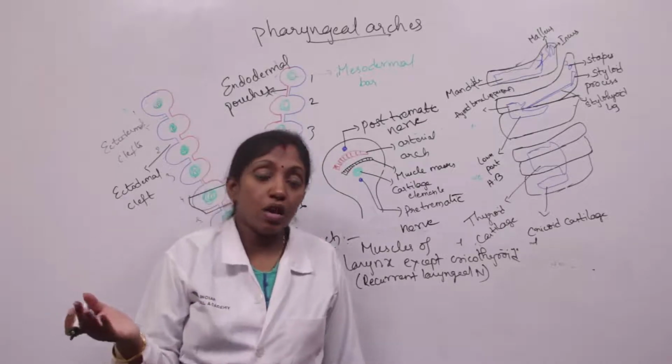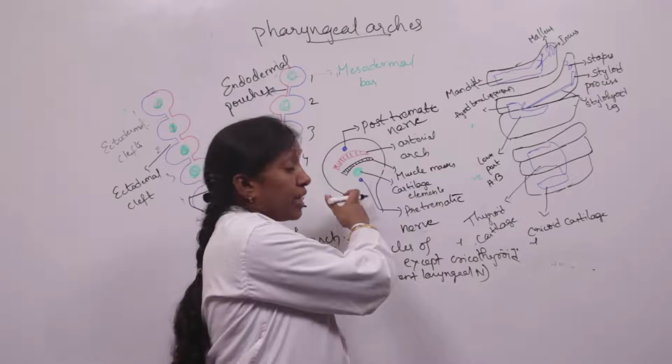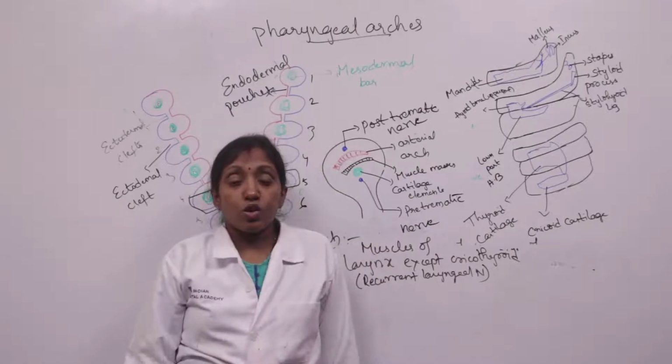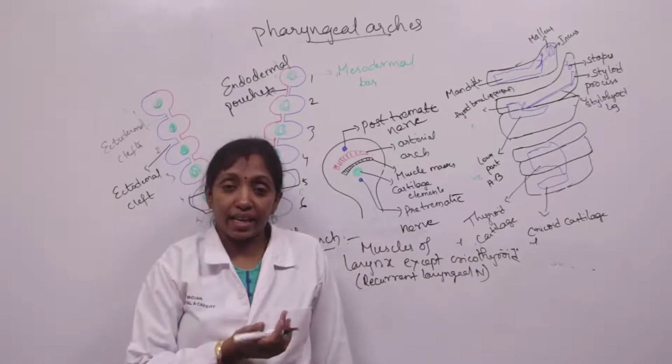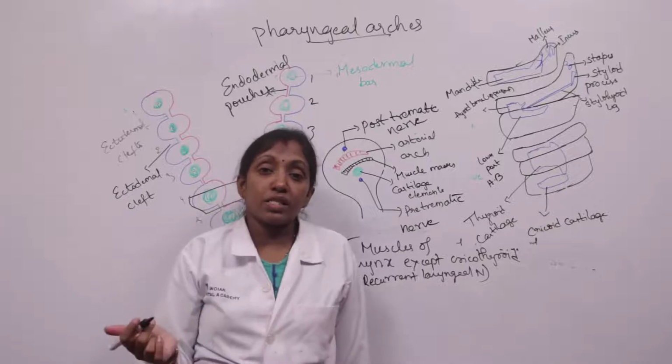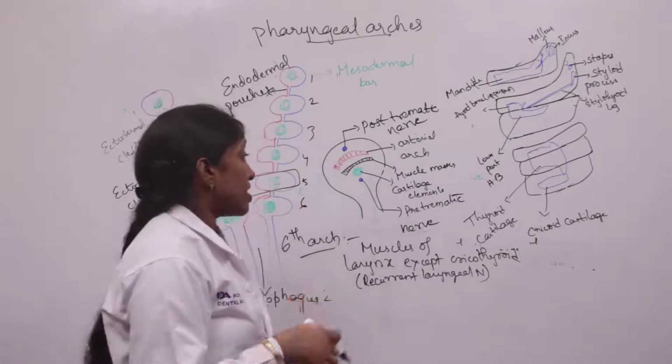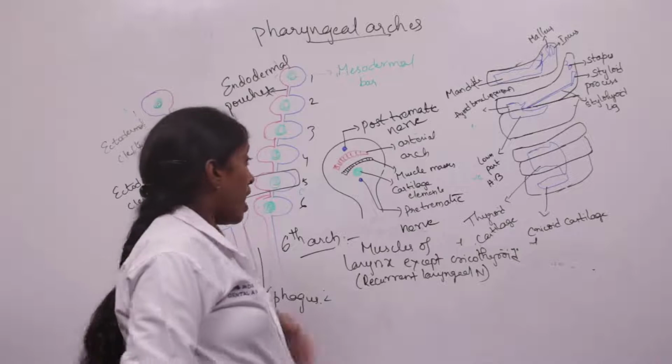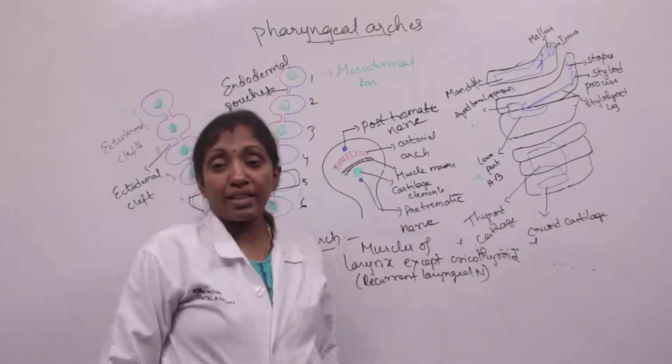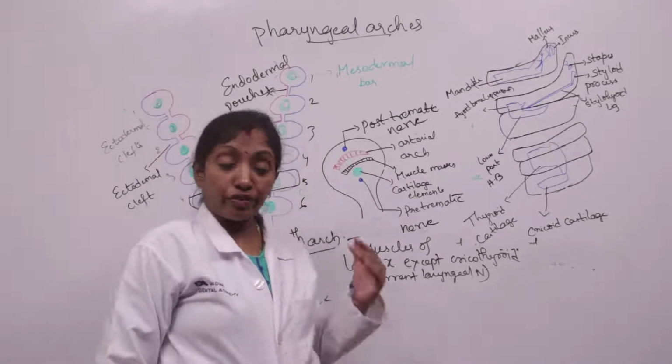And what are the muscle derivatives from the second arch? The muscle masses derived from the second arch are muscles of facial expression, posterior belly of digastric, as well as the stylohyoid muscle. And these muscles are supplied by the facial nerve, which is the nerve of the second arch.